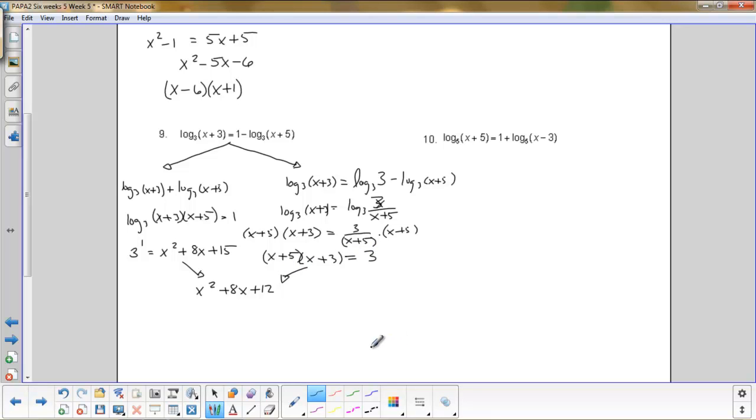Regardless of which method you choose, both will get you to the right answer. It all depends on whether or not you recognize that the number 1 is the base of the logarithm raised to the same argument. Alright, the factorable response here is x plus 6 and x plus 2. I've got two possible solutions, x equals negative 6, x equals negative 2, and I plug this in. Negative 6 will give me a negative result in both of them, therefore the only solution is negative 2.